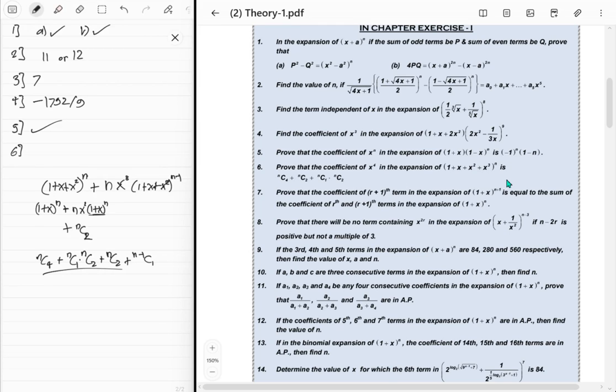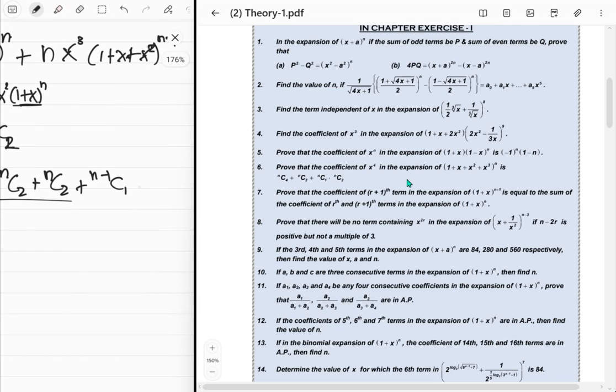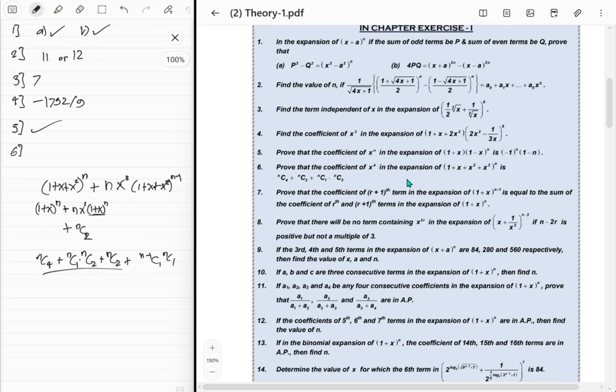What we want to prove is that this thing, the coefficient of x power 4, this whole thing times n, sorry, I should have done that. Or instead of saying n, let's just say nC1. Okay, now what we want to prove is that this is just nC4 plus nC2 plus nC1.